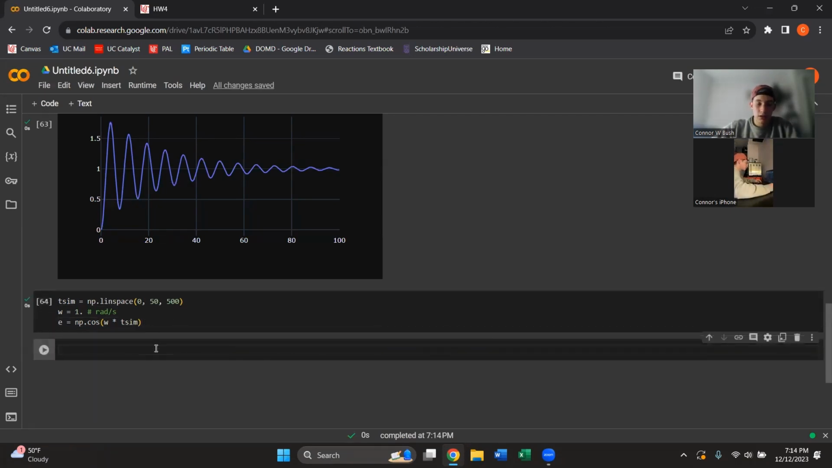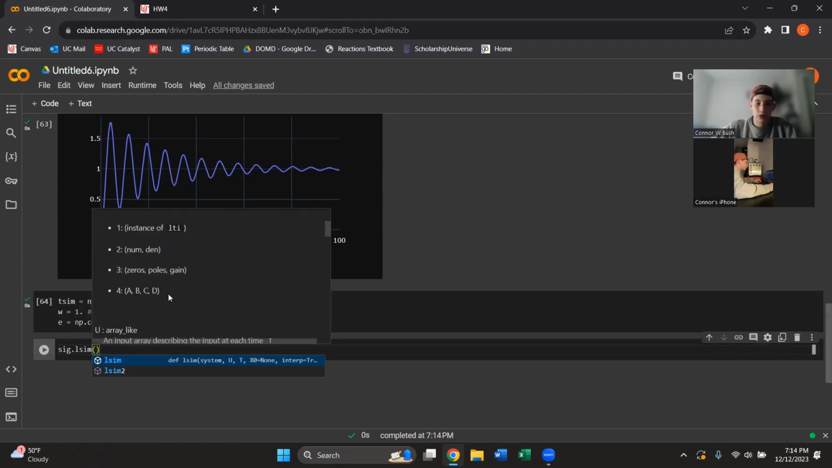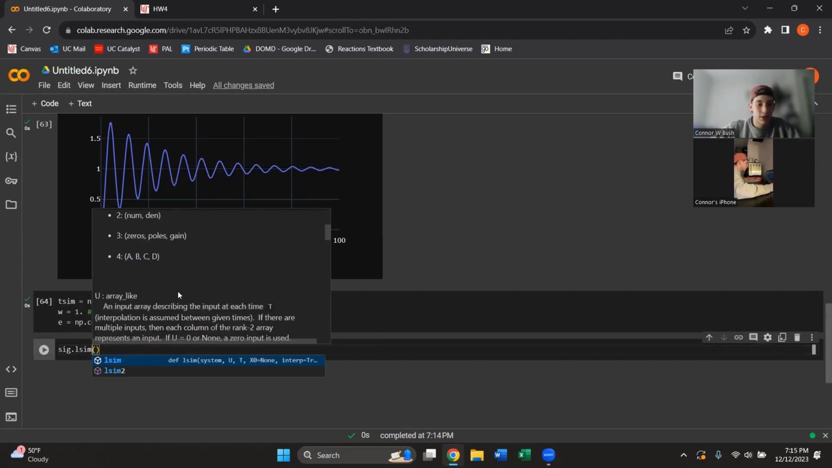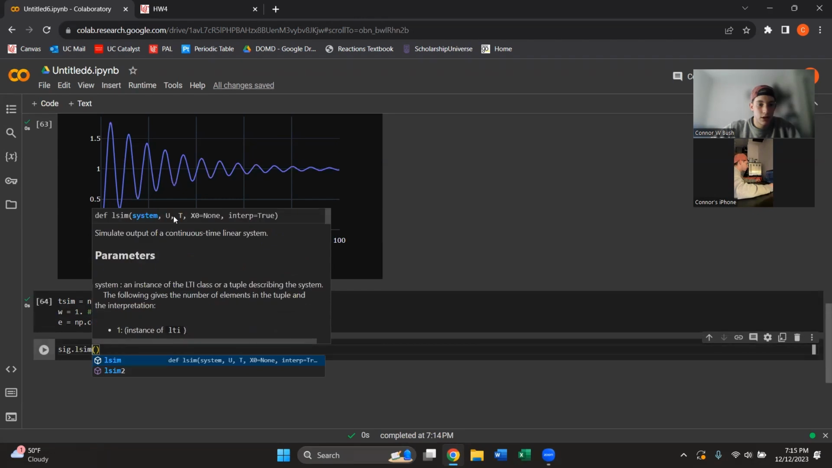That is just our frequency multiplied by this new time. So we have that. And then if we want to go ahead, we want to do LSIM under the signal. We want a system, where we can do either a state space system, transfer function, any time invariant system. And then it needs an input. Our input's going to be E, and then our time.